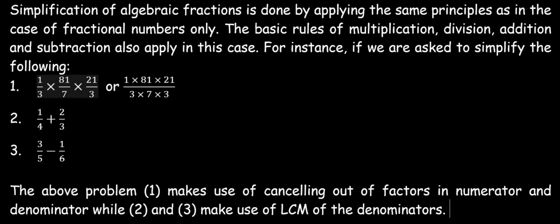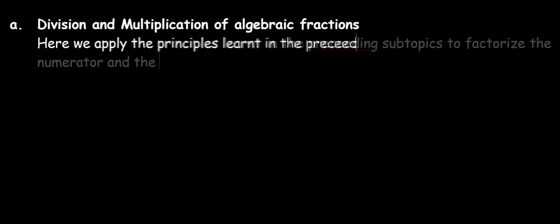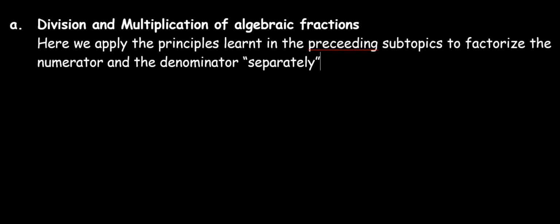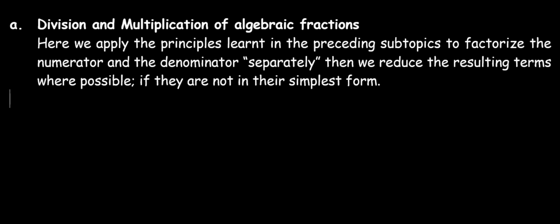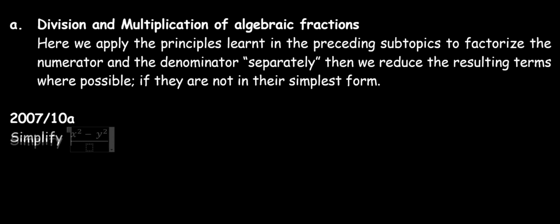Let's take our first subheading here, which is A, division and multiplication of algebraic fractions. Here, we apply the principle learned in the preceding subtopics to factorize the numerator and denominator separately. Then, we reduce the resulting terms where possible, if they are not in their simplest form. Let's take our first example. Simplify x squared minus y squared divided by 3x plus 3y.